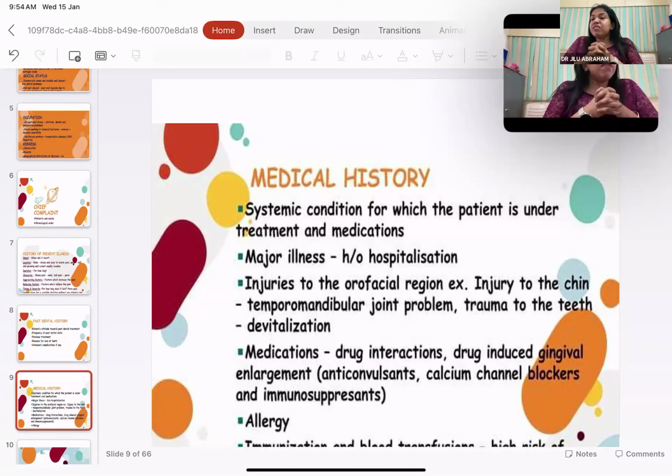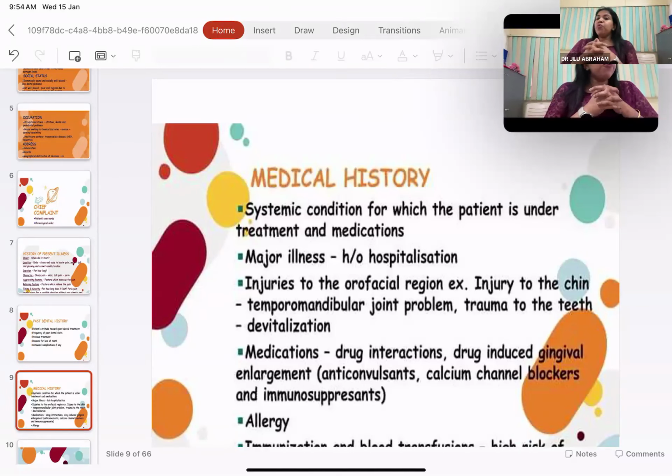And if the patient is diabetic or something, we have to know the HbA1c level for the past 3 months and the blood sugar status, all these things we have to know. And many things like drug interaction will be more common. So we have to know the status. And drug-induced gingival enlargement is most common in hypertensive patients.